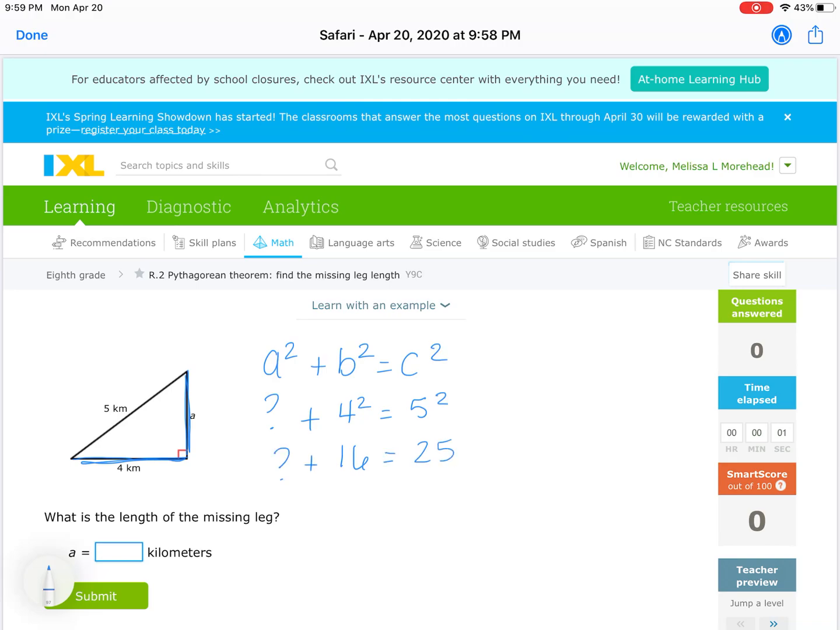So what you're going to do is solve this just like an equation. So we'll subtract 16 on both sides, and that will leave us with 9. And then in order to figure out what A is, you're going to find the square root of 9, which is 3.